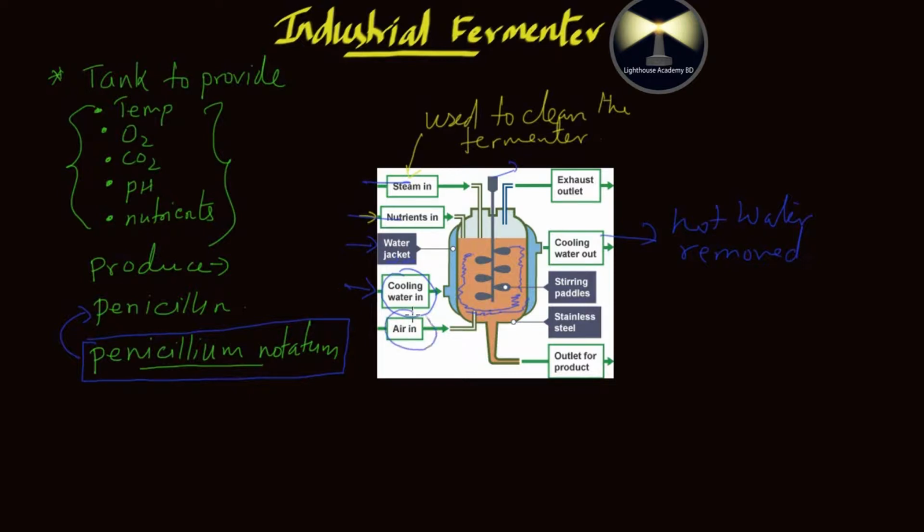Okay, now let's go for air in. What is this air in? This air in is important. First of all, this is the general fermenter used in the industry. Okay, there are many microorganisms that need oxygen for what? For respiration. In this case, you might say that Penicillium notatum doesn't need oxygen for respiration, so they respire anaerobically.